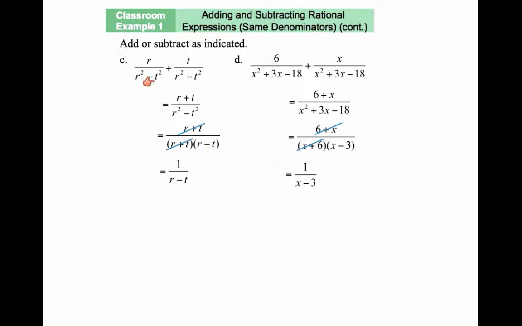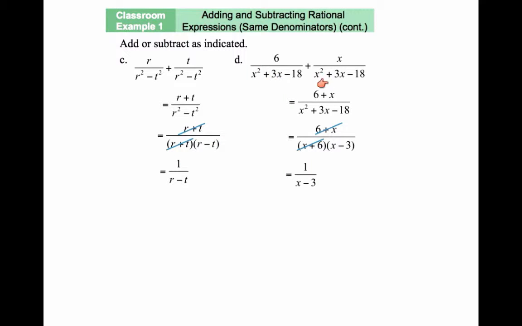Another example. Here we have an expression in common. So the LCD is r squared minus t squared. So we keep that. We add the top, r plus t. And then we need to factor and simplify. So the difference of squares. Again, we need to know how to factor for this section. If you have a problem with factoring, please refer to my previous lectures on factoring.